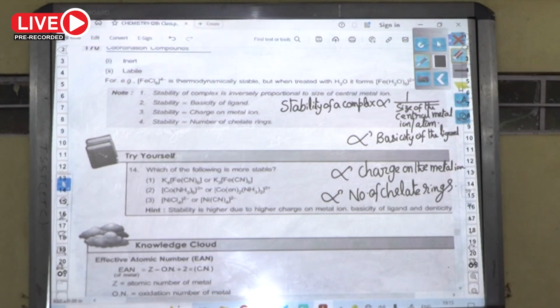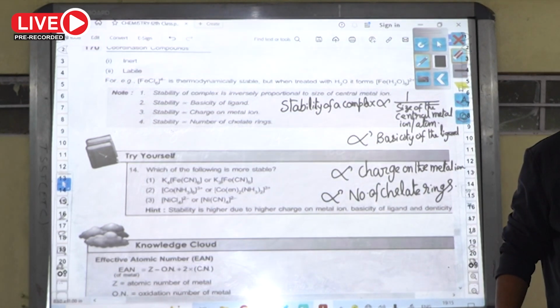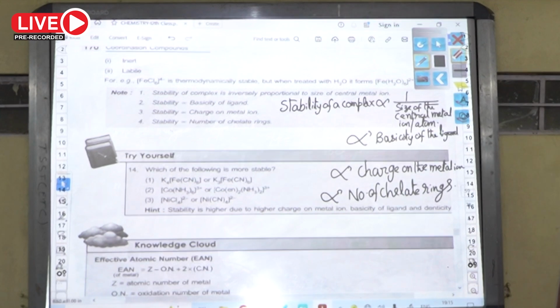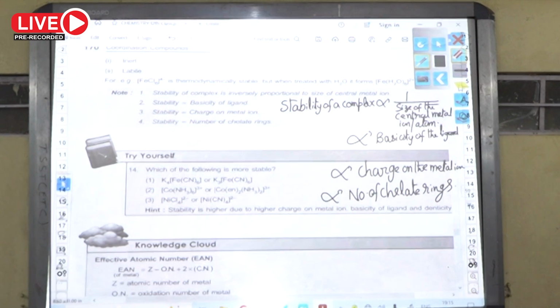We are discussing chelate rings. I already discussed in Ni(DMG) twice, nickel dimethylglyoxime. A dark red complex. So what are chelate rings? What are chelate complexes?